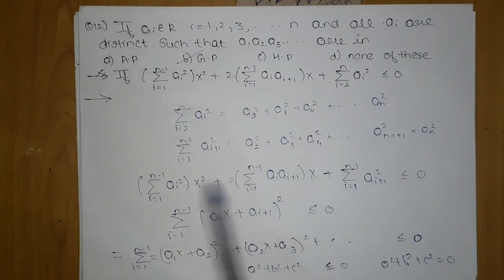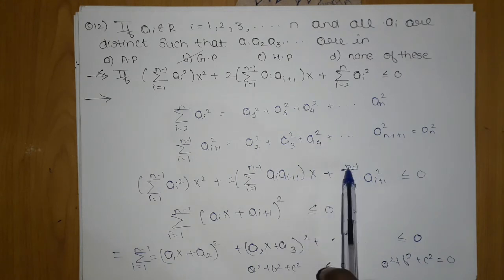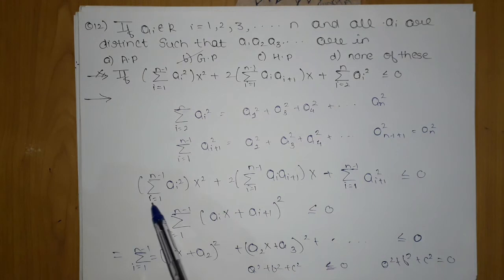Remember that to do these things, all the summations, the starting and the final limit should be the same. I is equal to 1 to n minus 1, all have the same. Then I is equal to 1 to n minus 1 taken out, and then a_i x plus a_(i+1), the whole square should be less than or equal to 0. Then we opened it. Okay, it should be less than or equal to 0.